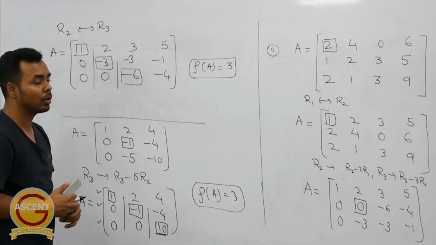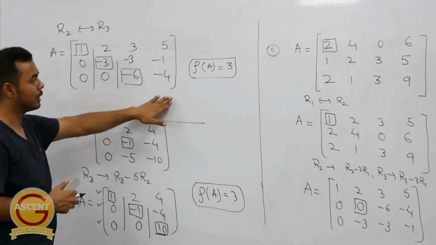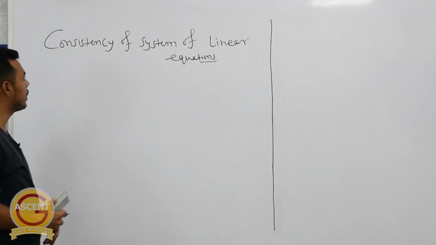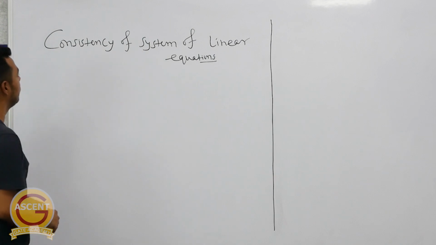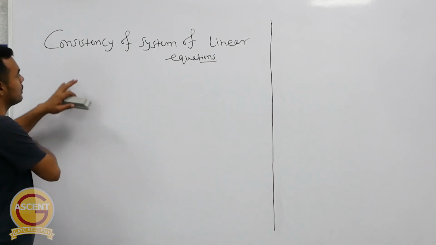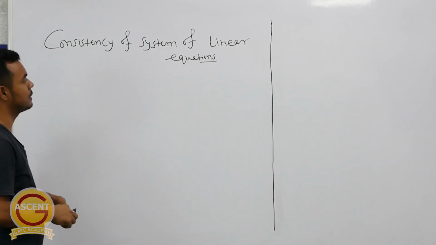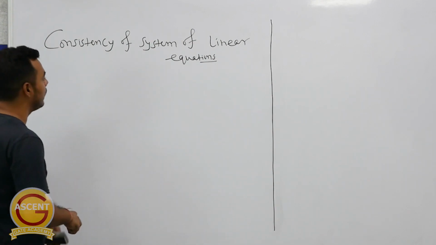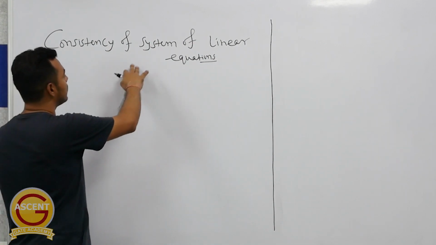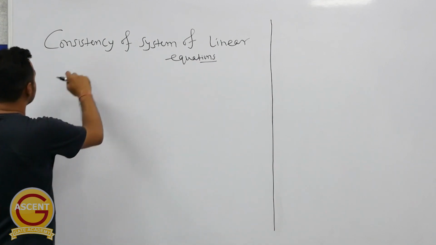Now after this we'll talk about consistency of a system of linear equations. Okay, so our next topic is consistency of a system of linear equations. With the help of a few basic examples, first we will see what is the meaning of consistency, what is the meaning of unique solution, no solution, or infinite number of solutions, and then we'll see what the general formula to find consistency should be.